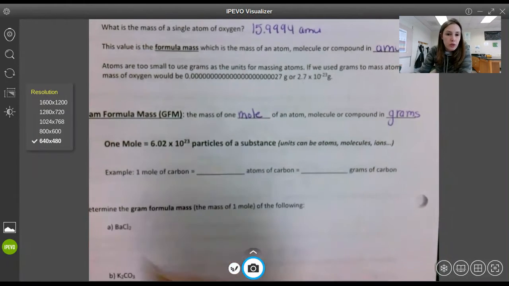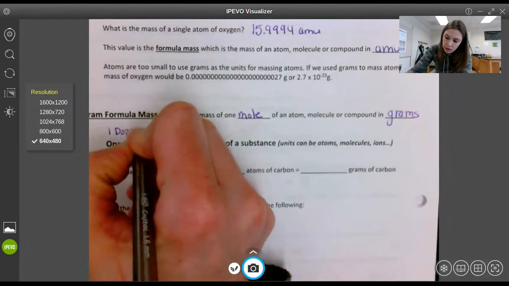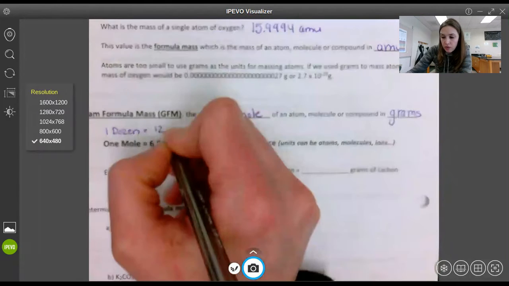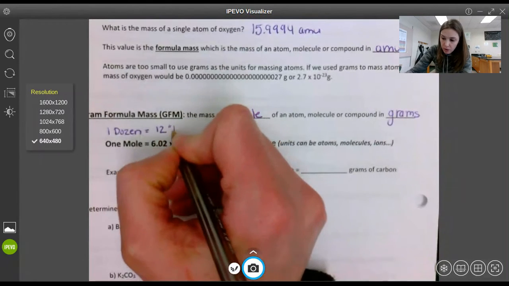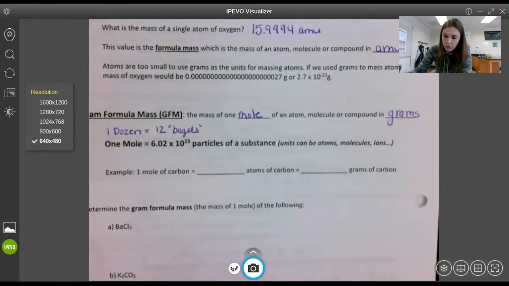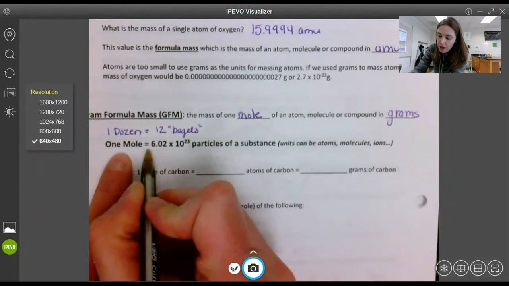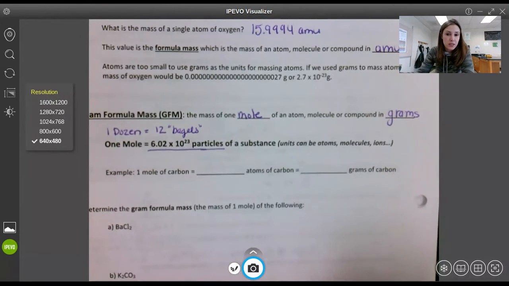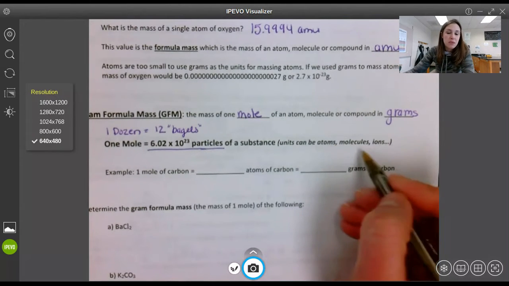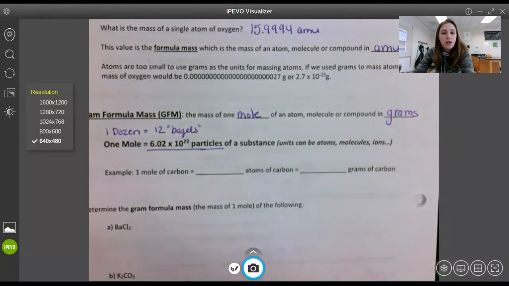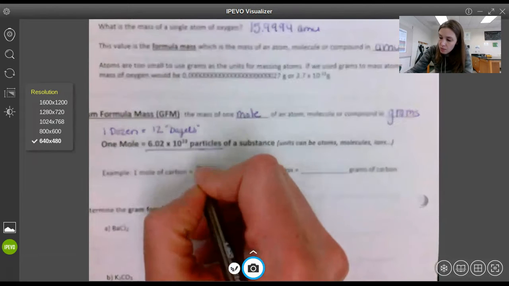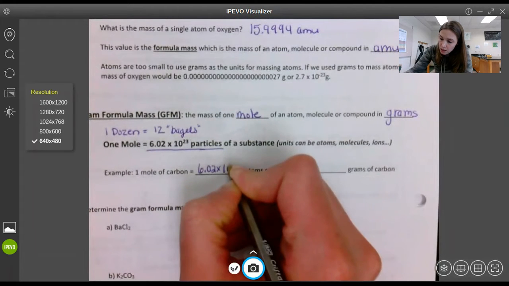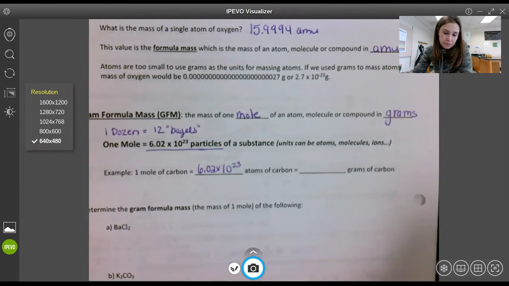So 1 mole is similar to 1 dozen. If I have 1 dozen bagels, I would have 12 bagels. When I have 1 mole of something, I have 6.02 times 10 to the 23rd particles of a substance. This can be atoms of an element, molecules, or a compound. It's a huge number, but 1 mole simplifies down that massive amount of particles. So 1 mole of carbon would mean that we have 6.02 times 10 to the 23rd atoms of carbon.